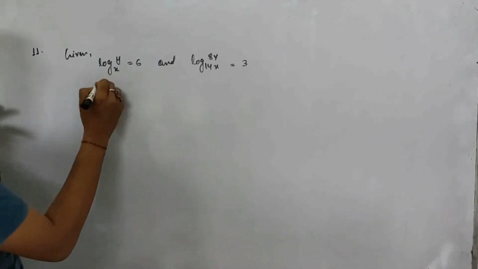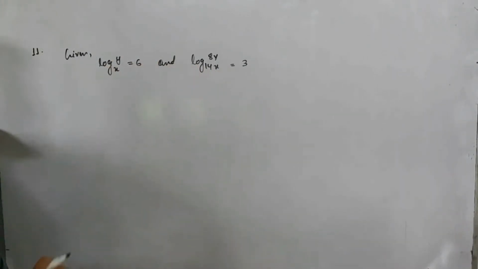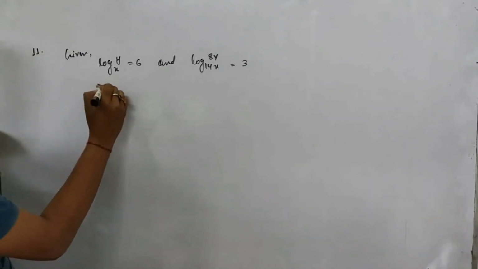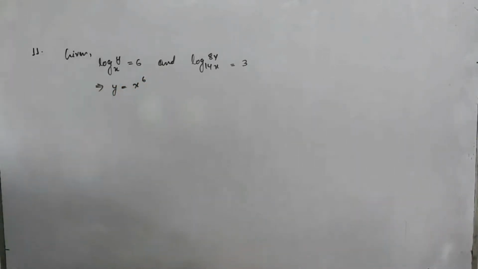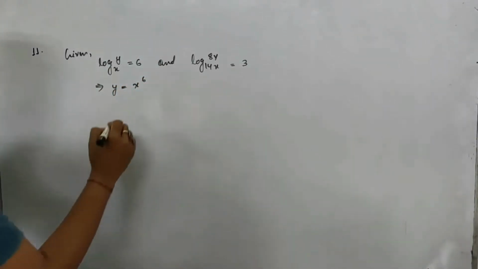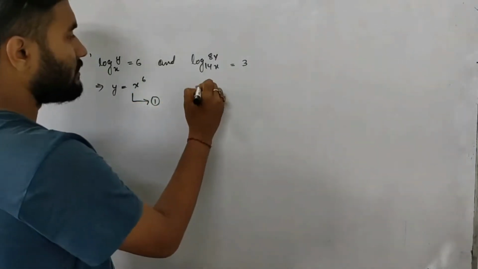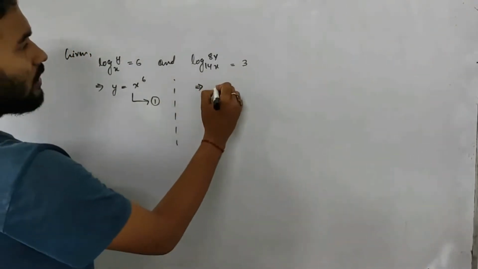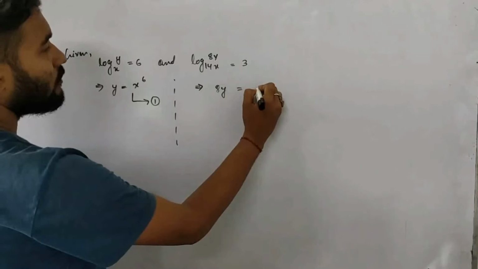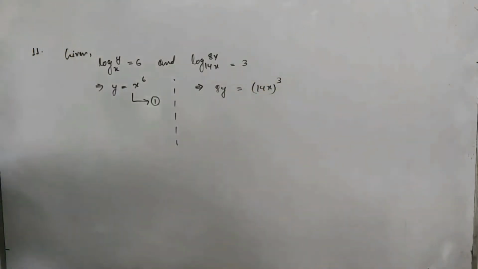Okay, so from here, since we need only x, over here also x, so I need to take it to exponential form so that I get the value of x. Which implies y will be equal to x to the power 6. So this is equation 1. Now over here, 8y, take it to exponential form, will be equal to 14x to the power 3.